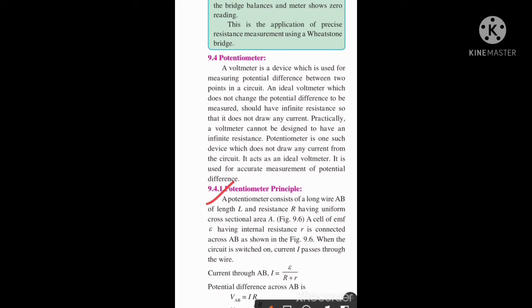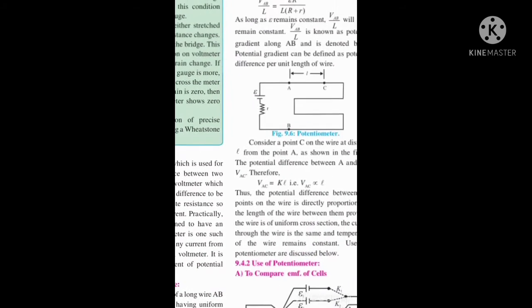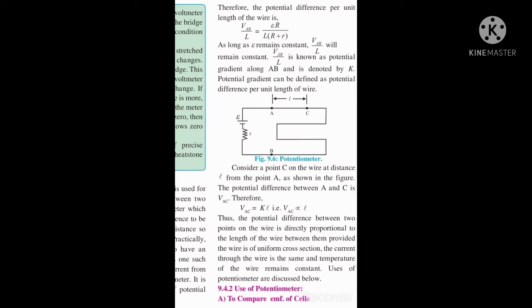So for studying the principle of potentiometer, we first see that a potentiometer consists of a long wire, that is wire AB, of length capital L and resistance capital R, having uniform cross-sectional area A. Means if we consider a potentiometer wire AB which is having length capital L, resistance capital R and a uniform cross-sectional area A, as shown in figure 9.6.